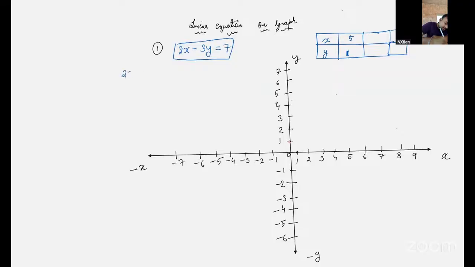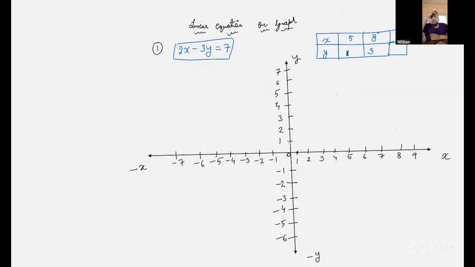Easy. I took y as 3. So 3 into 3 is 9. 9 plus 7 is 16. 16 divided by 2 is 8. Yeah, so you took y as 3 and you got x as 8. Correct. Now, anybody has any doubt? David, any doubt? No?